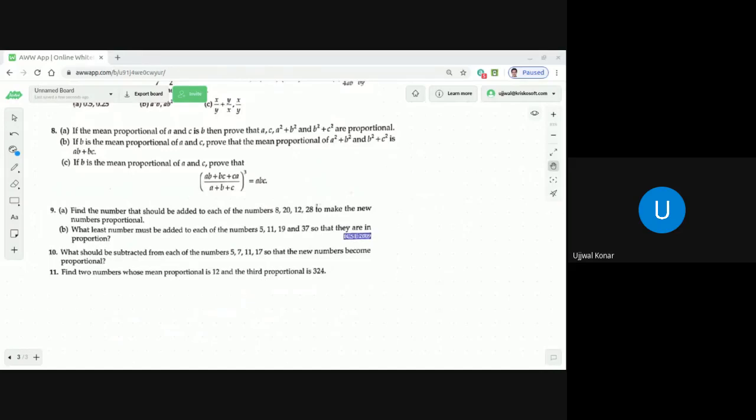Okay. In the next class, we will discuss some properties of ratio and proportion. With this note, I would like to conclude the class for today. If you have any specific question, do let me know.